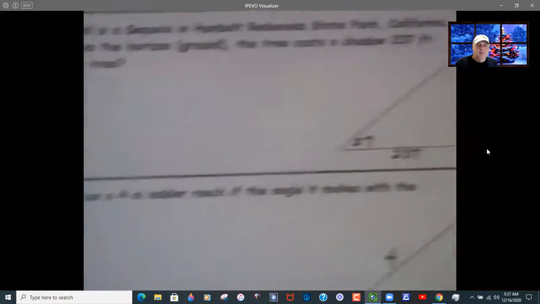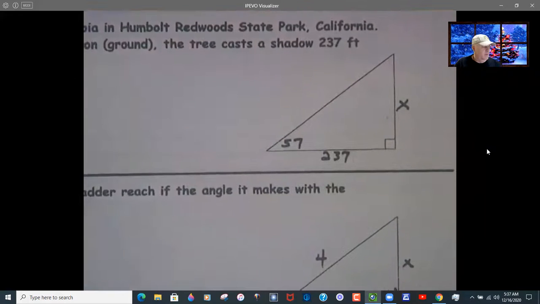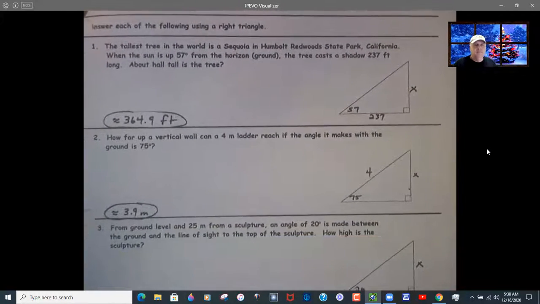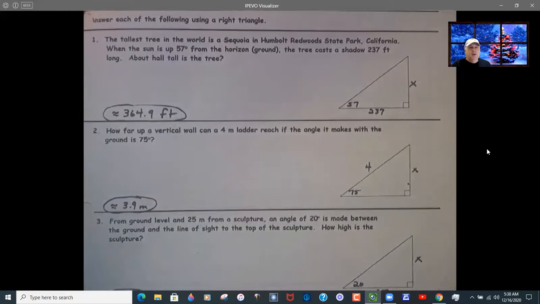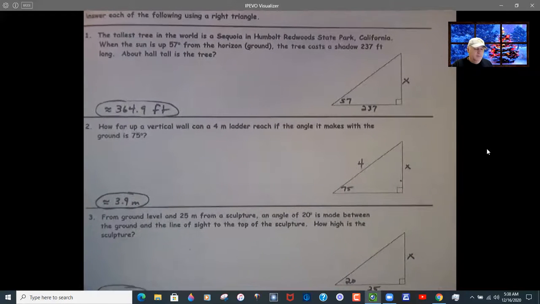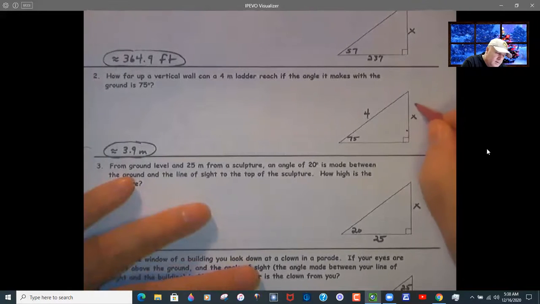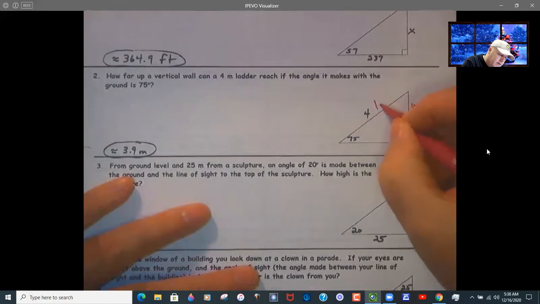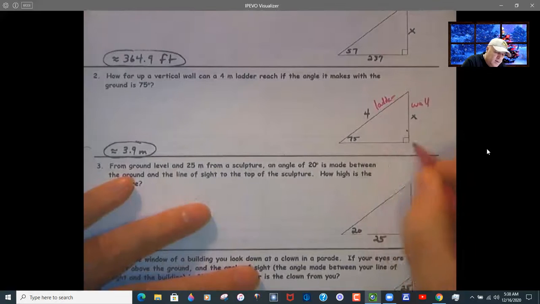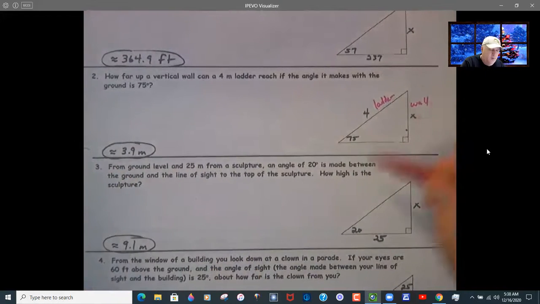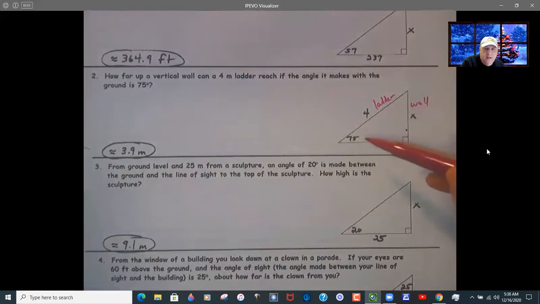All right, so the very same thing applies to problems that are applications. And let me talk about the ladder one here. The ladder problems are so famous. So here's your wall. Here's the ladder. And here's the distance from the wall to the base of the ladder. So a 4 meter ladder, here's the height of the wall, the angle it makes.